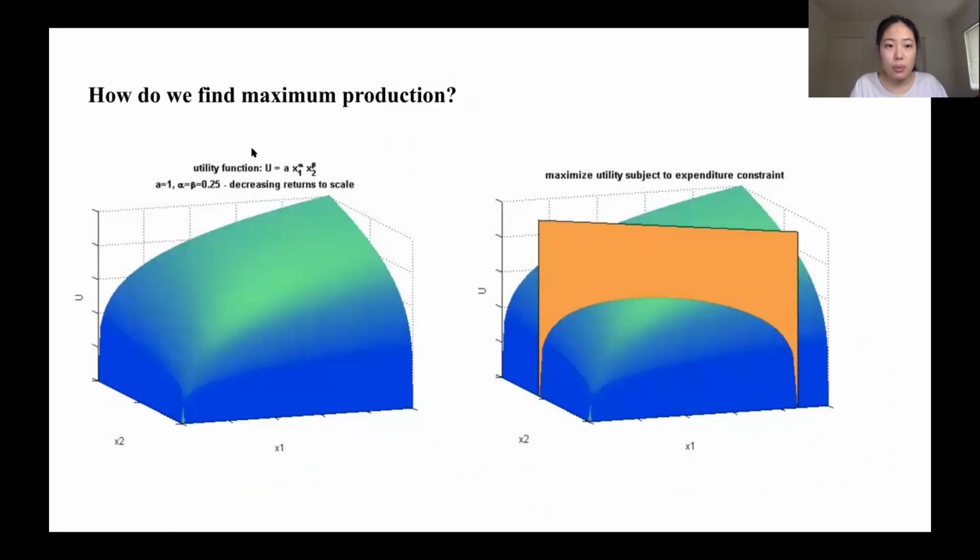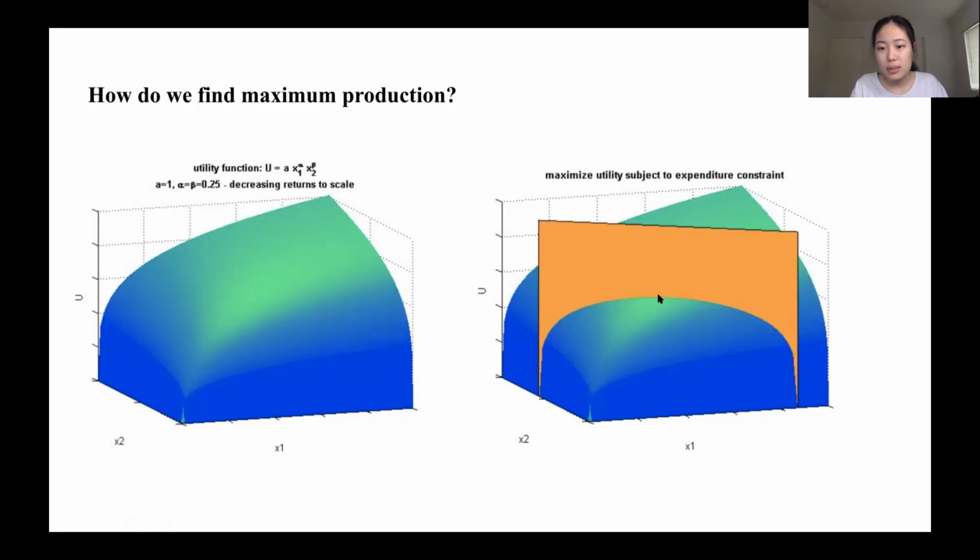Next, I want to talk about how we find the maximum production. Here is our graph. We have alpha equal to beta equal to 0.25. This means both labor and capital have diminishing return, and added together, they have decreasing return to scale. But now we don't care about this. We just want to know how we find the maximum production under some constraint.